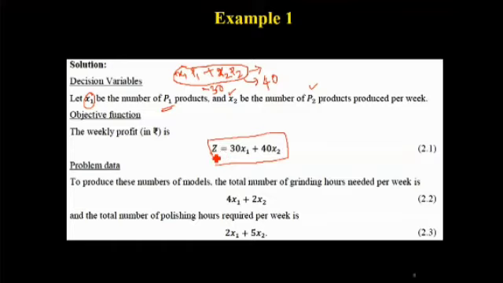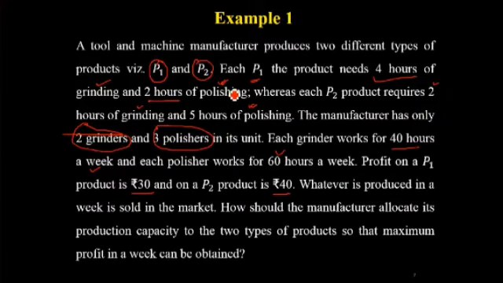Now we will see the problem data again. If I concentrate on grinding, P1 takes 4 hours of grinding and P2 takes 2 hours of grinding, and there are 2 grinders, each working 40 hours per week.